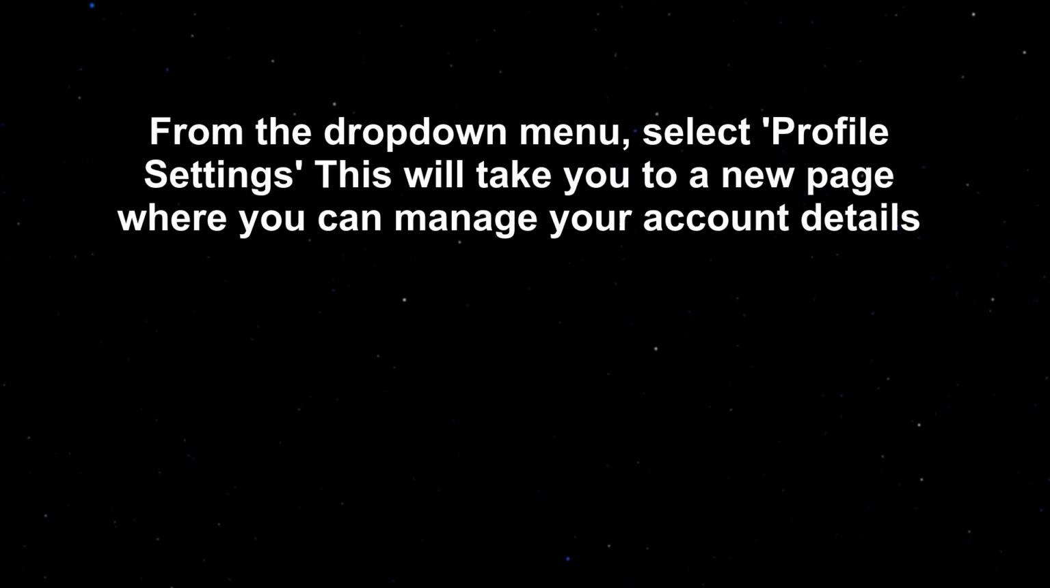First, head over to your Aisensy dashboard and locate your profile icon, usually found in the top right corner of the screen. Click on it to access the drop-down menu. From the drop-down menu, select Profile Settings. This will take you to a new page where you can manage your account details.